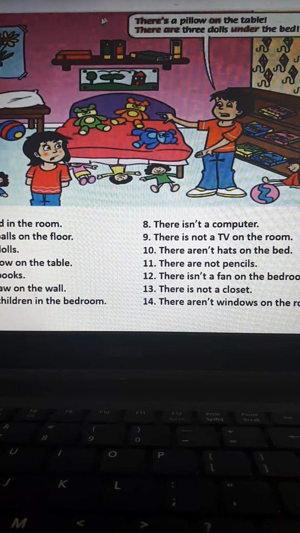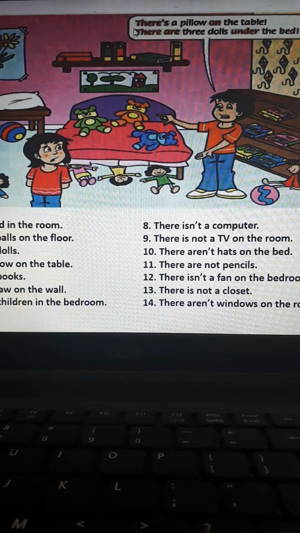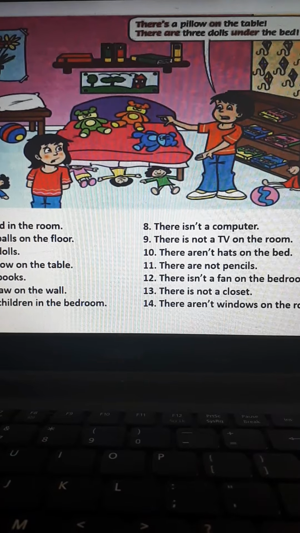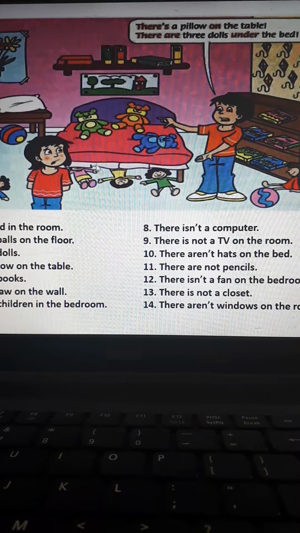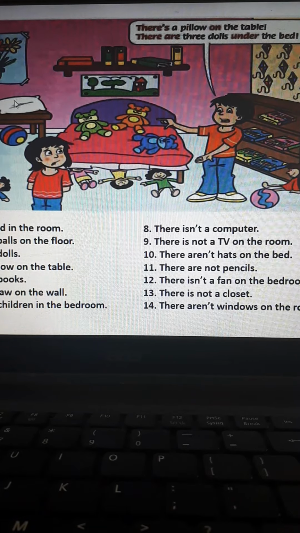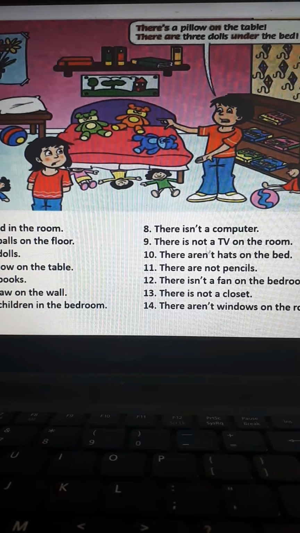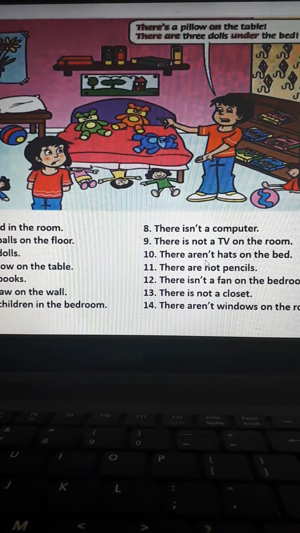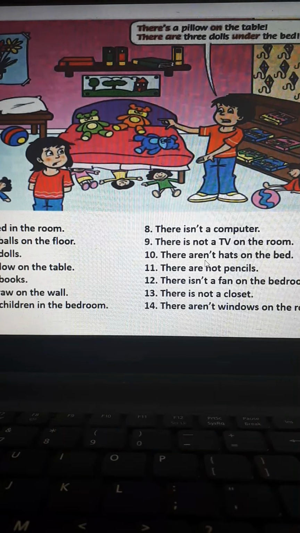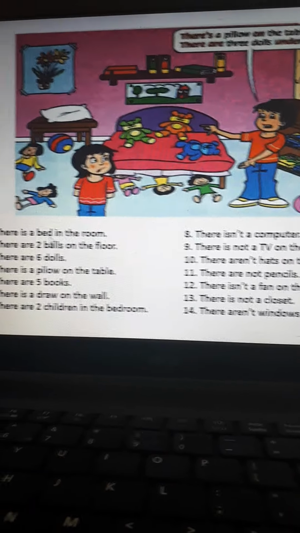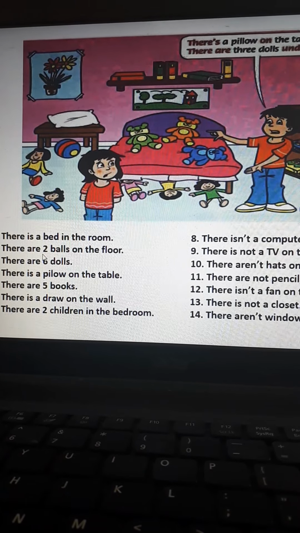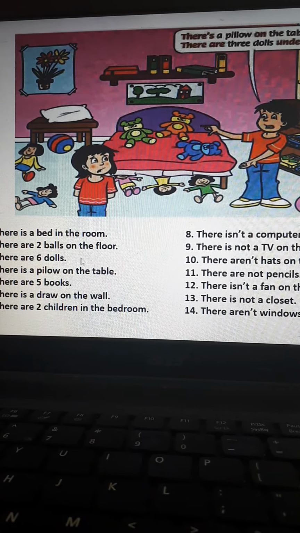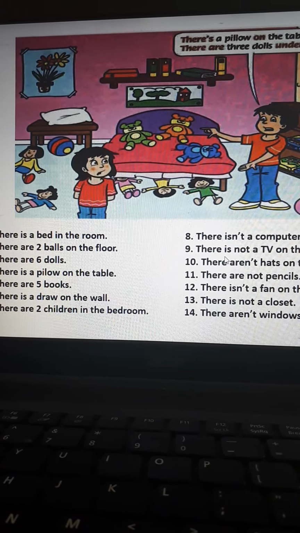There isn't a fan. We don't have any fan in the bedroom. Maybe there is an air conditioner, but I don't see it either. So there is not a closet, okay? There aren't windows in the room. So isn't or is not is negative. Are not or aren't is the negative of plural. Remember, is for singular, are is for plural. The negative of is is isn't, the negative of are is aren't.